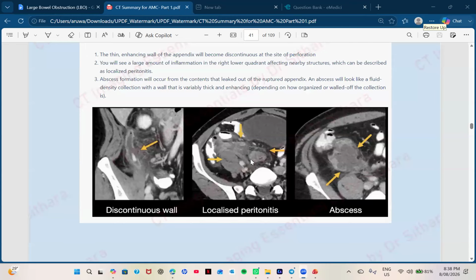Then abscess formation will occur from the content that leaks out from the ruptured appendix. An abscess will look like a fluid density collection with a wall that is variably thick and enhancing, depending on how organized the wall of the collection is, right? Can you see the little wall here, and these accumulated things inside it with the wall, right?